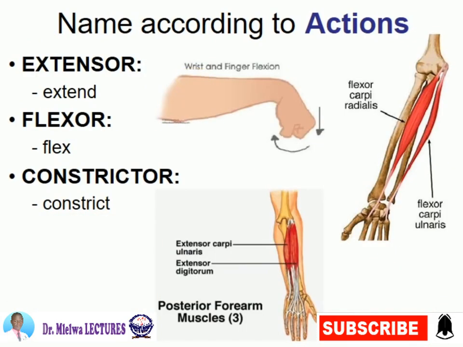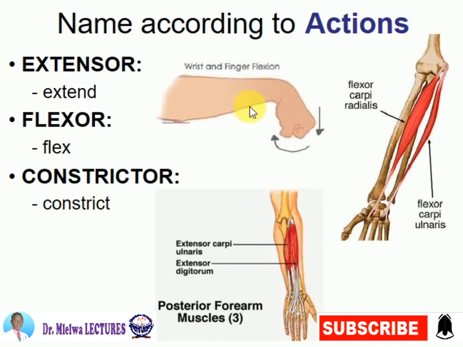Naming according to action, we have extensor, flexor and constrictor, depending on what action the muscle does. For example, you can see that when we have the wrist joint, its actions... not only the wrist joint, all joints are moved by skeletal muscles. Not all muscles are named according to action, but this is how some muscles were named.